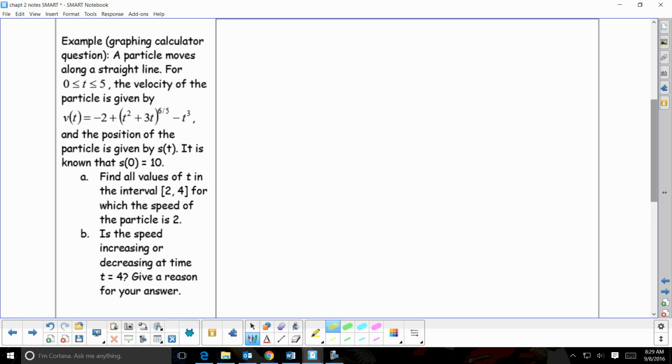Okay, so on this example, they give us the velocity, and this is between 0 and 5. And they give us some other information: at time 0, my position is 10. I don't know 10 what exactly, but at time 0, I started at position 10. So maybe I got a little bit of a head start. 10 feet, 10 meters, 10 miles, 10 kilometers.